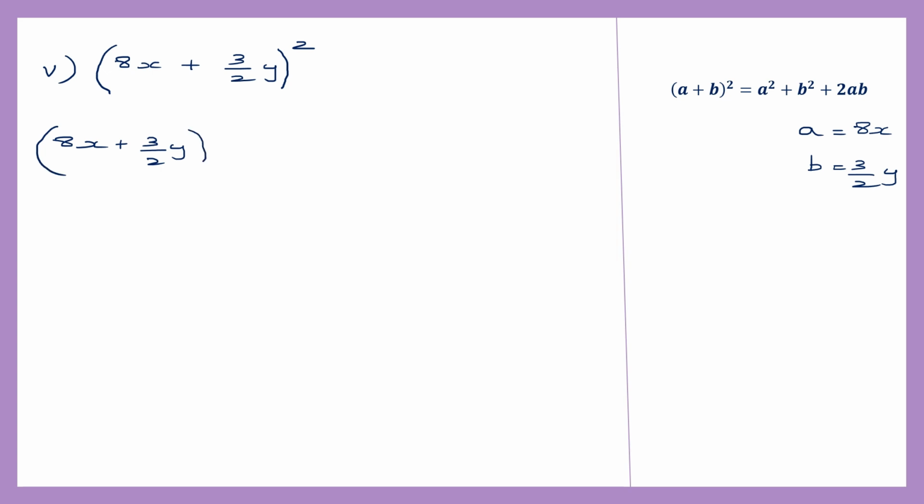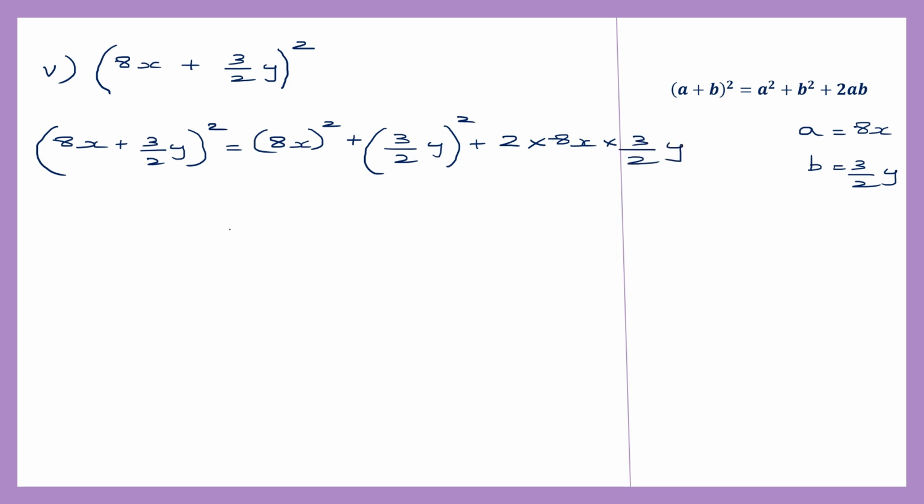This is a plus b the whole square. So a square will be, what is a? 8x. This is a and the square of this plus b square. So what is b? B is 3 by 2y and b square means the whole square plus 2ab. So 2 into a. What is a? 8x into b. What is b? 3 by 2y. Now let's simplify this.